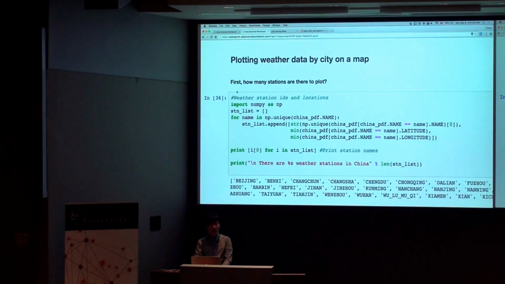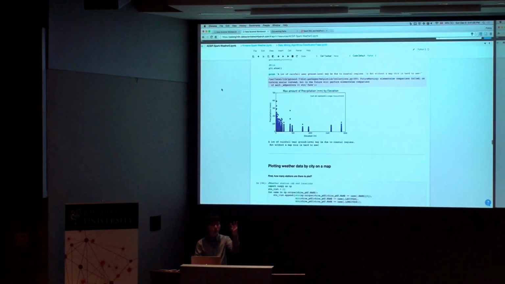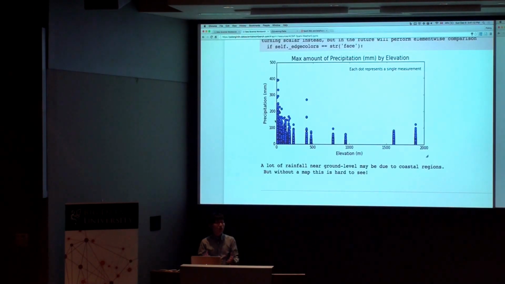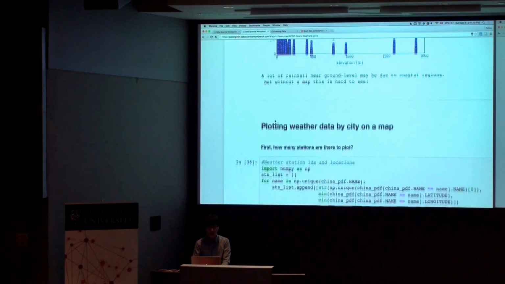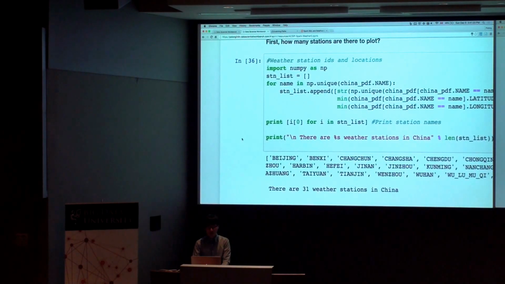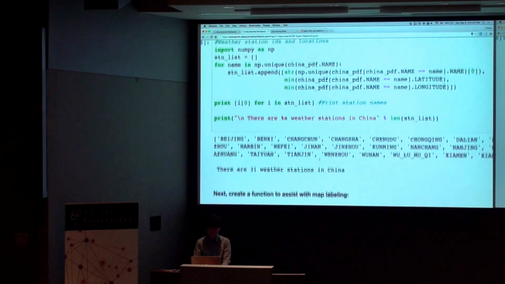Now let's try to plot this on a map. So here we've only looked at the line graphs with only 3 cities. Here we're looking at all the cities, but it's still not very interesting. Let's plot this on a map. We're going to plot all the precipitation, temperature, and so on a map, and visualize it by location. So first, let's take a look. How many stations are there to plot? So you have Beijing, Benji, Changchun, and so on. So we have 31 stations.